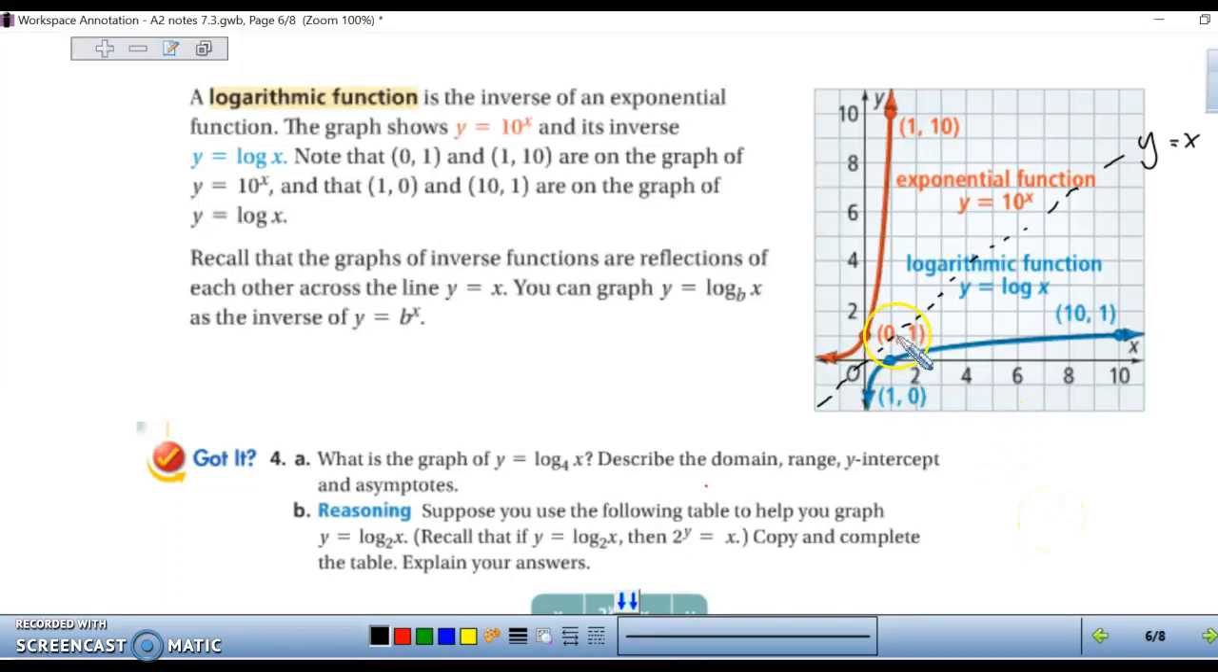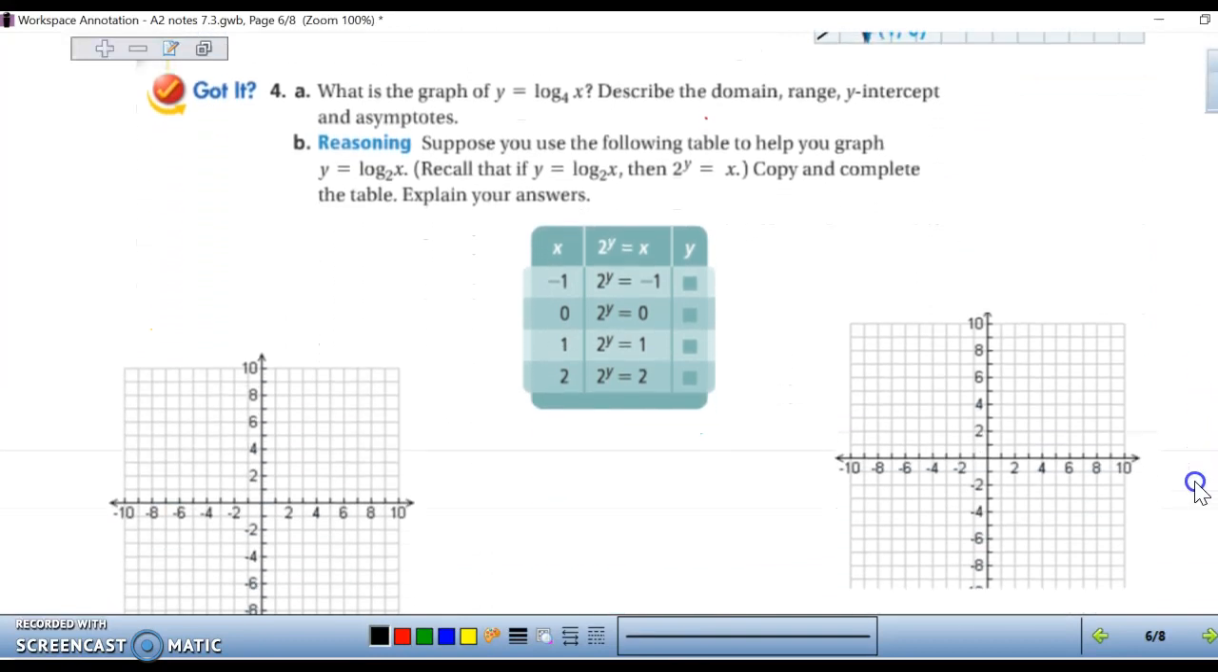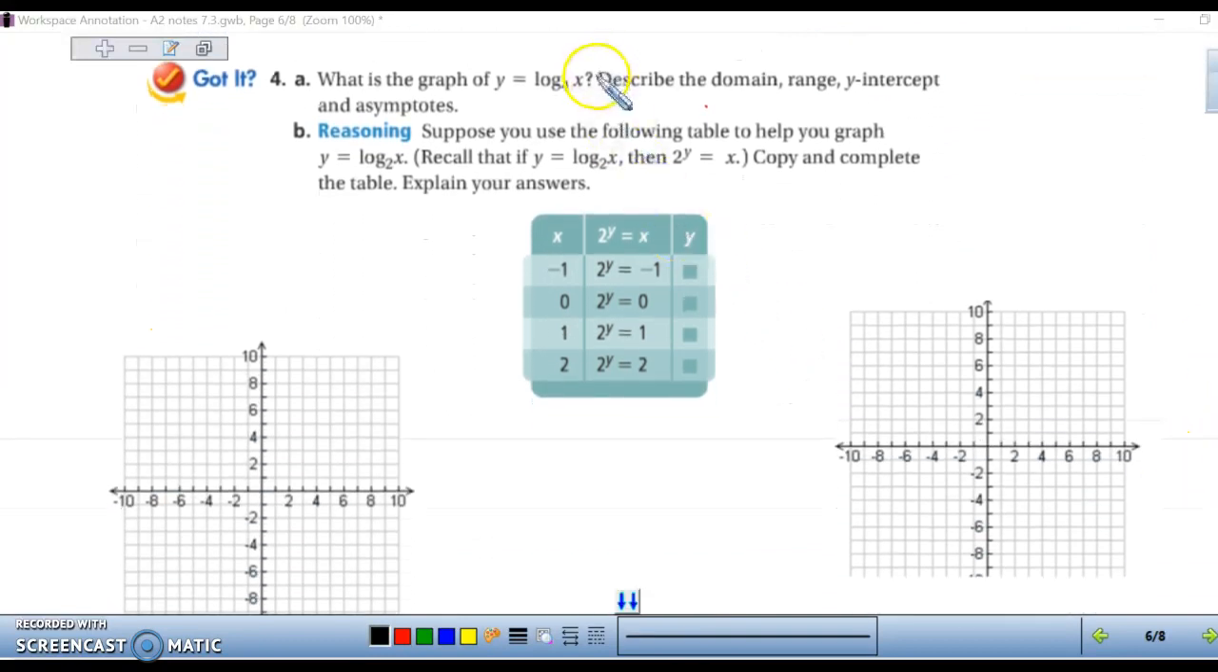So in our red we have 0, 1. In blue we have 1, 0. In red we have 1, 10. In blue we have 10, 1. So in number 4, let's look at the graph of log base 4 of x. We're going to talk about the domain, the range, and the y-intercept.